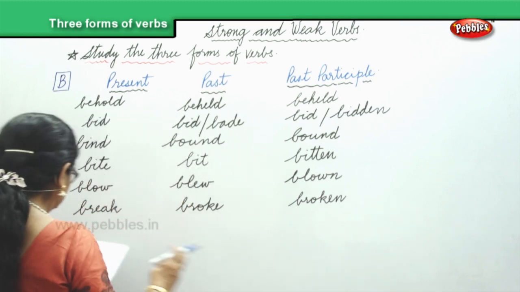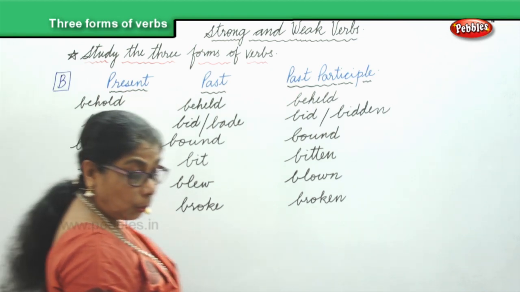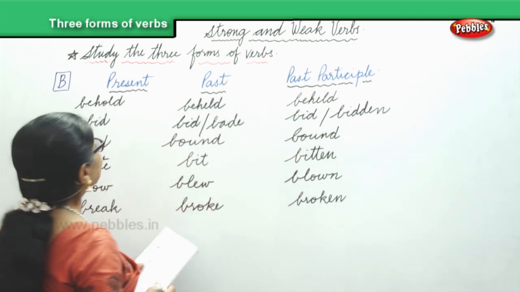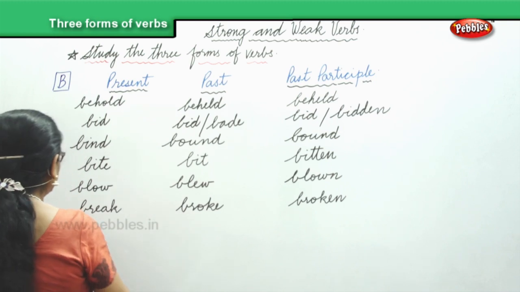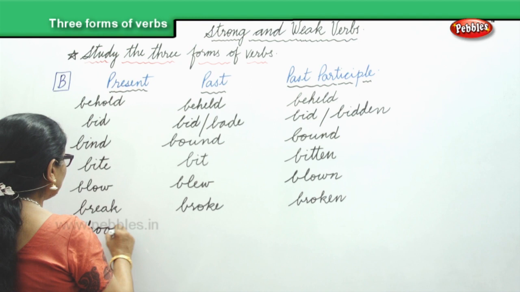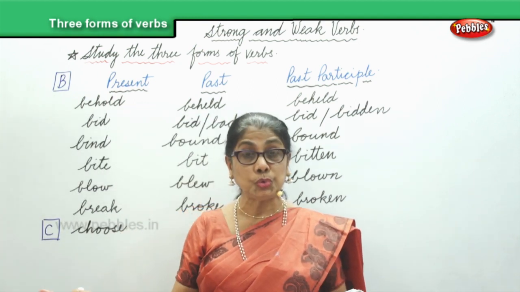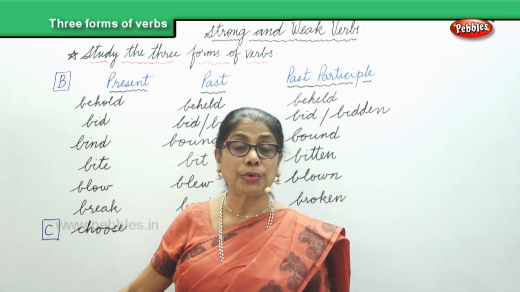Now we have a few words in C. What are we looking at? We are looking at the strong verbs, the three forms of strong verbs. We have the first word in C, choose. So we'll change the vowel inside, O, chose. Choose, chose, chosen.